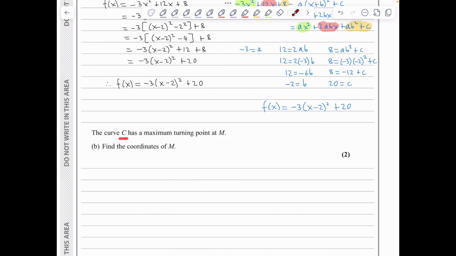Now the curve C has a maximum turning point at point M, and we need to find the coordinates of M. Now that we have written f of x in this particular form, we know that the turning point is attained when the bracket here is 0, and the bracket will be 0 when x is 2, so the x coordinate of M will be 2, and when this is 2, this whole bracket is 0, and y is equal to 20, so the coordinates of M are 2, 20.